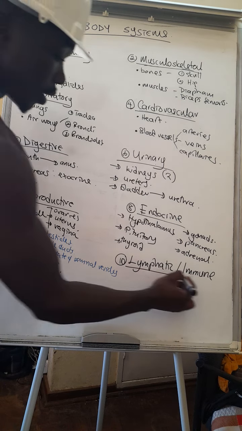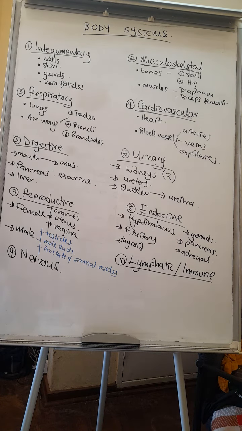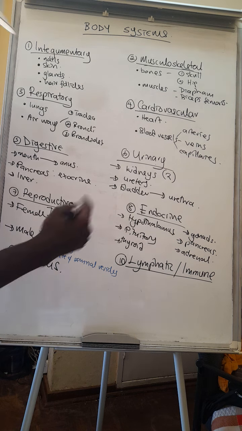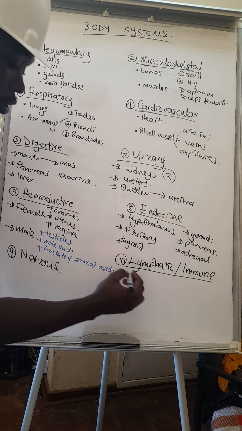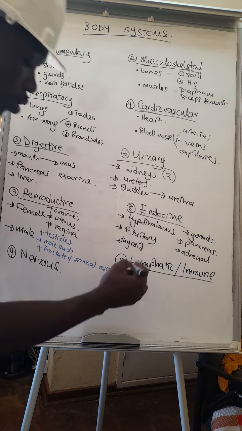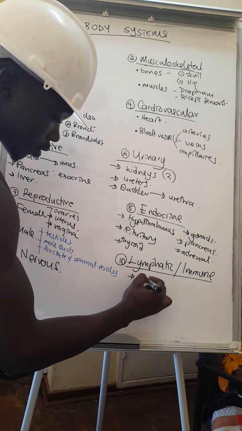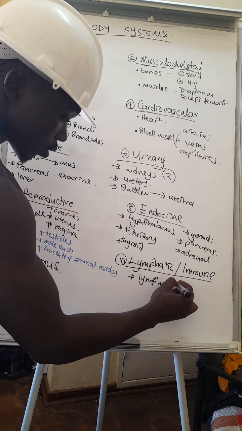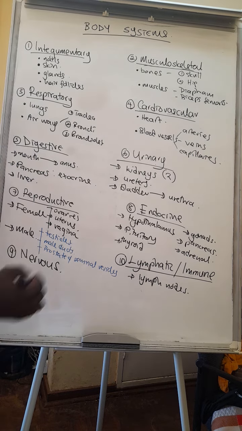So then lastly is the lymphatic or the immune system, the one that fights infection, right? Protects your body, remembers the previous infection. Here in the lymphatic or immune system, we have the organs. Here we put the lymph nodes. You study the lymph nodes in anatomy as well.